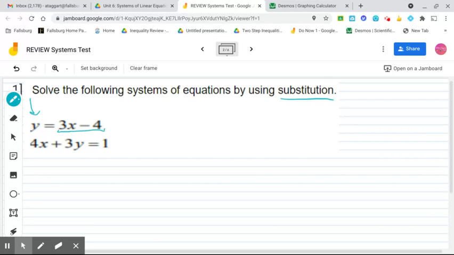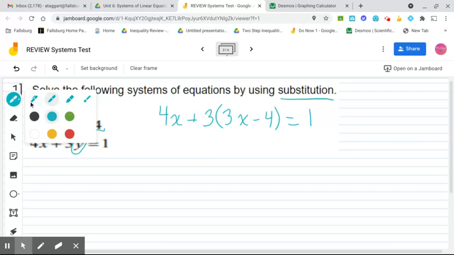I'm going to plug in 3x minus 4 where this y is. So I have 4x plus 3 times y, but it's really 3x minus 4, and that's equal to 1. Now that I only have x's in my equation, I can do some work in order to solve for x.